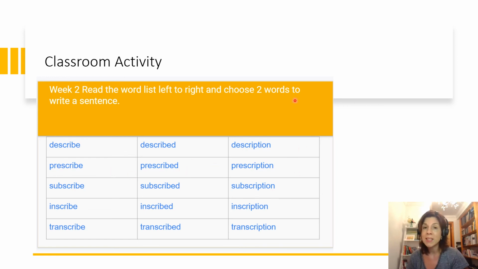Finally, you can ask them to choose two words and write a sentence. Alternatively, you can dictate a sentence and have them write it down. The full activity is available on Google Slides through the link that I've posted below in the video.